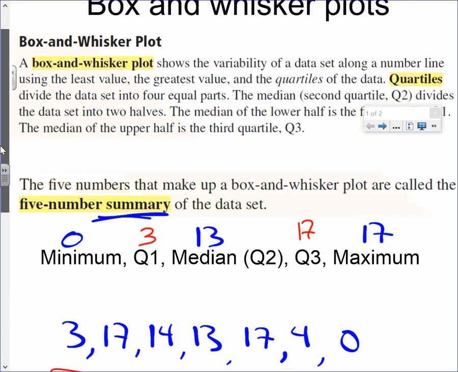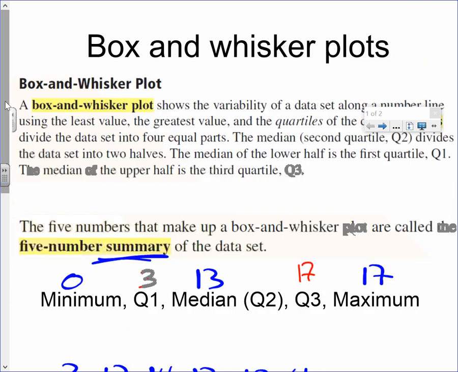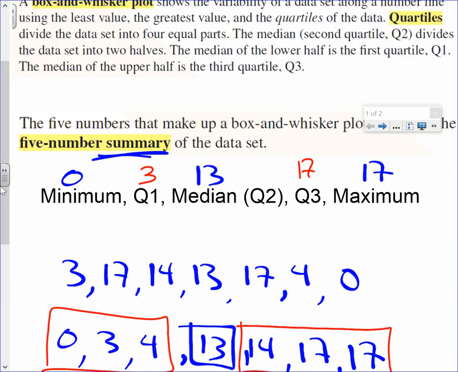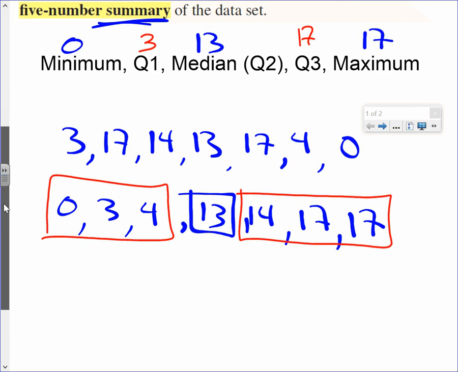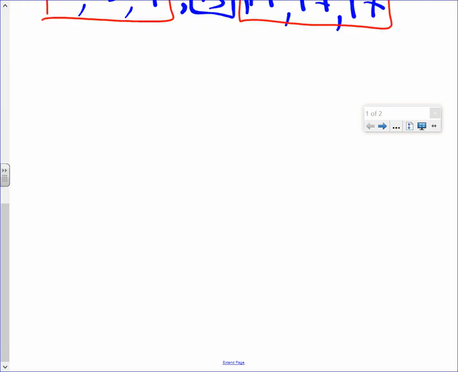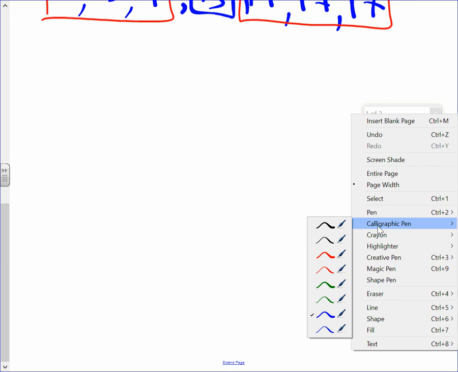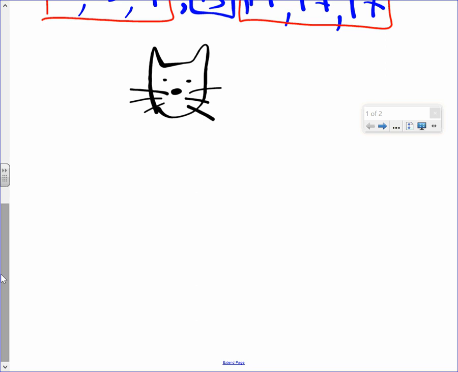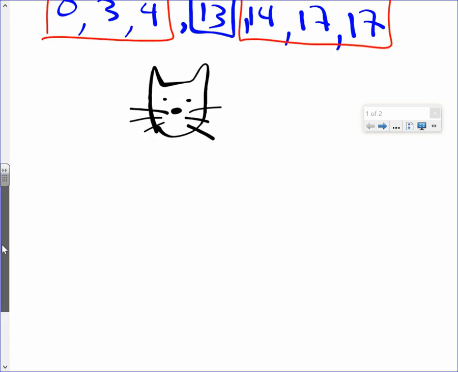So let's now make a box and whisker plot of the 5-number summary. This 5-number summary summarizes the data for us. Now here's how we do the box and whisker plot. You know, if I draw a cat, a cat has whiskers. So in the same way, watch the box and whisker plot we're going to draw.